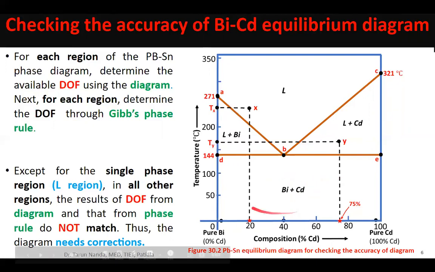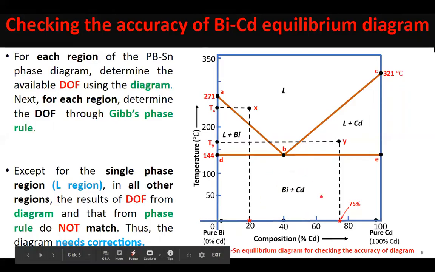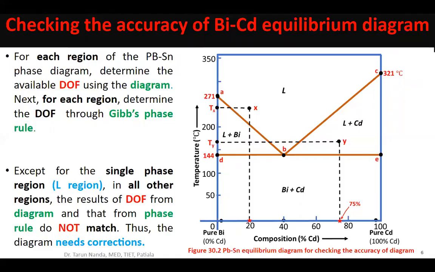So F comes out to be 1. The Gibbs phase rule says that, mind you, F in this region must be 1, whereas your diagram is showing it to be 2. There is something wrong with your diagram. So here also the Gibbs phase rule would be beaten. Here also the Gibbs phase rule would be violated. So even if you were getting this disobedience of the Gibbs phase rule in any one region, the diagram was absolutely wrong, and you need to relook where you have made the blunder.